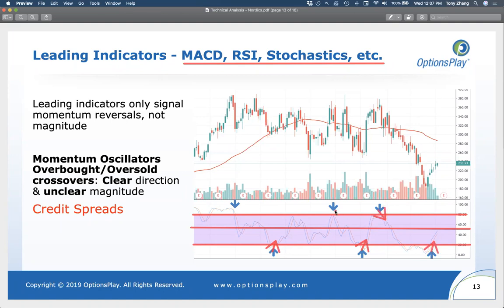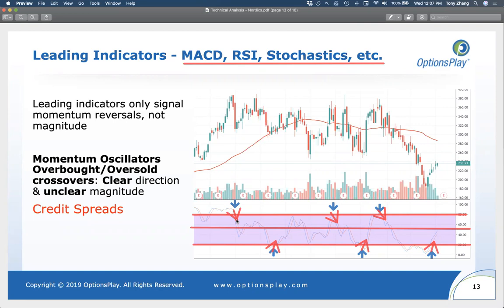And vice versa, when it crosses below 80, that's a sell signal. Now, the thing about a momentum indicator is that when it generates a buy or sell signal, that is only telling you that the momentum has reversed, meaning it is no longer heading lower, it is now moving the opposite direction, or vice versa, it is no longer heading higher, it is now moving lower.